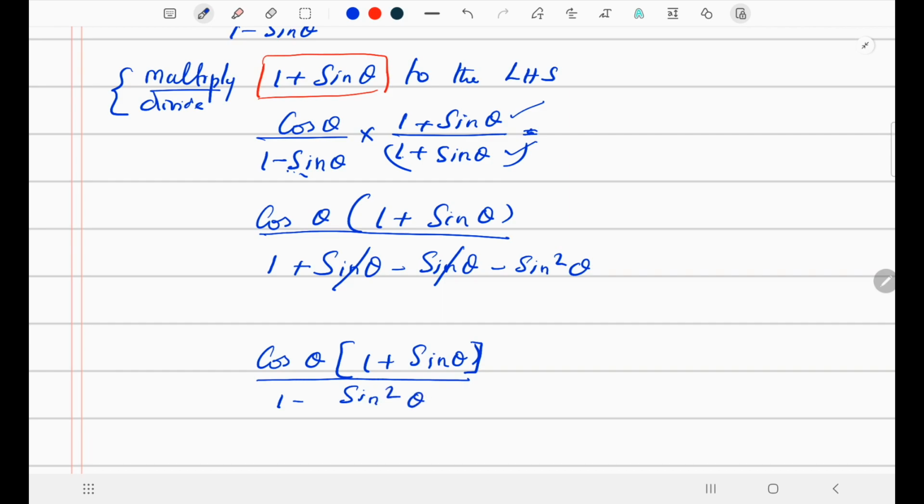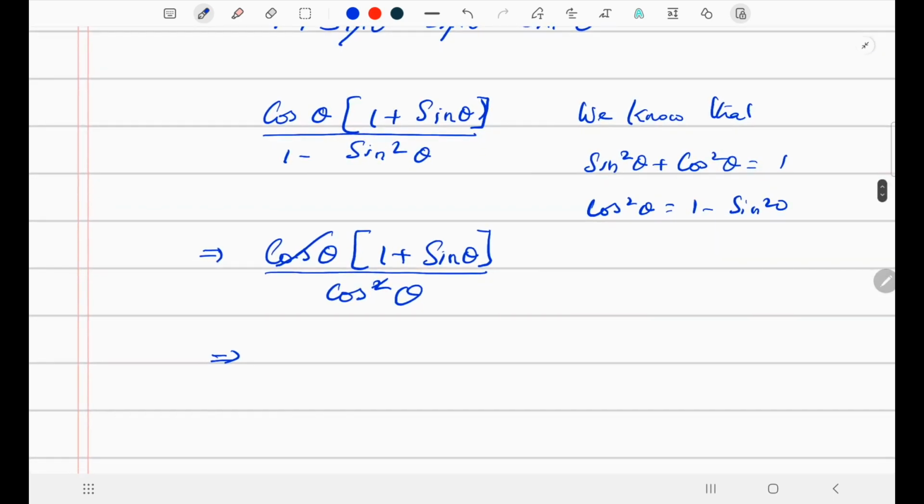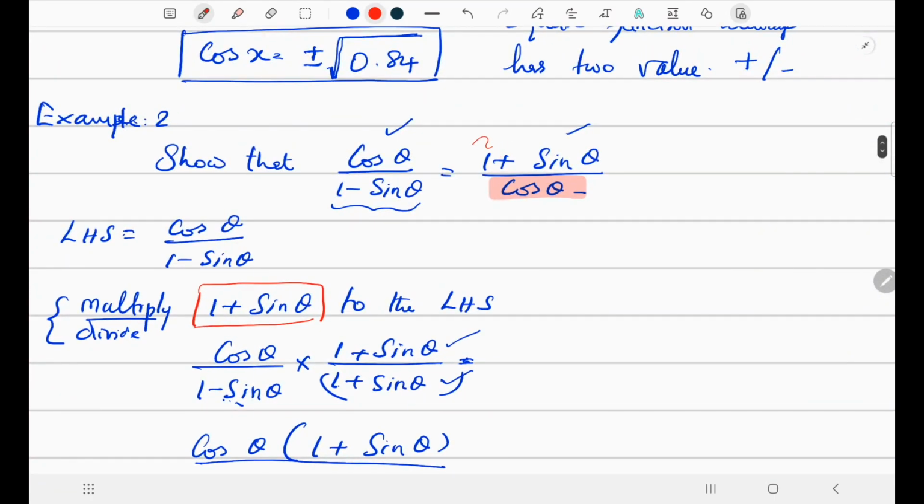So what is 1 minus sin square theta? Already we know that sin square theta plus cos square theta equals 1, so cos square theta equals 1 minus sin square theta. So what will this equation yield? Cos theta into 1 plus sin theta divided by cos square theta. The cos theta cancels, the square goes off, and finally we get 1 plus sin theta divided by cos theta. Clear? That is what we had to prove.